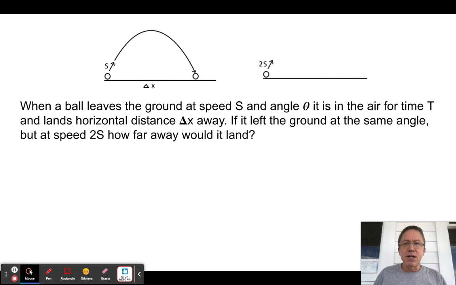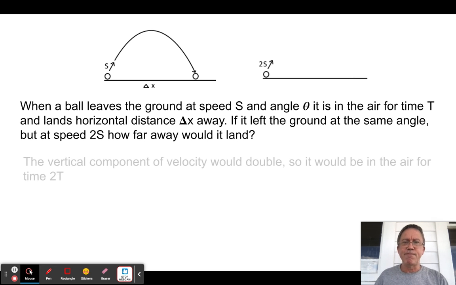All right, last one here. Okay, so I have a ball that leaves the ground at speed s, angle theta, it's in the air for time t, and lands horizontal distance delta x away. If it left the ground at the same angle but at a speed 2s, how far away would it land?